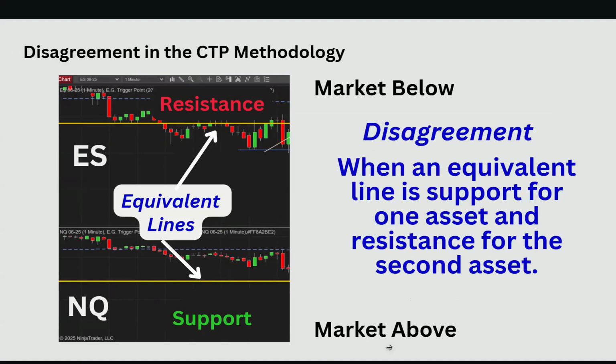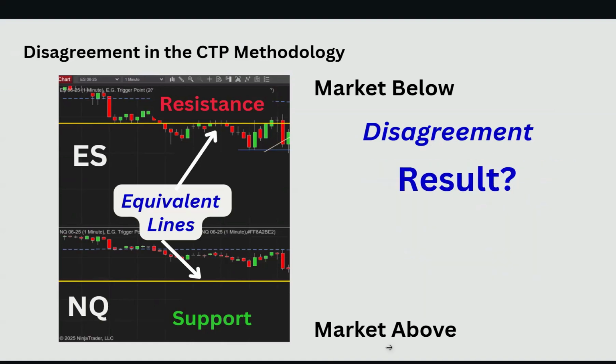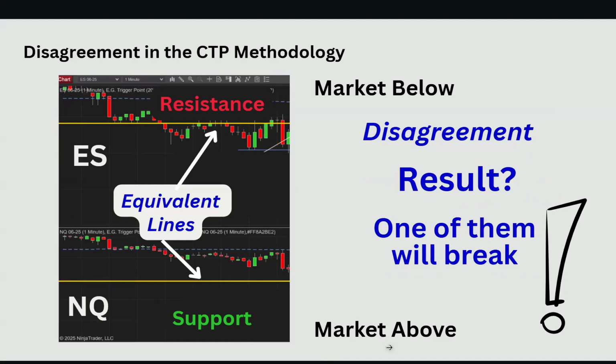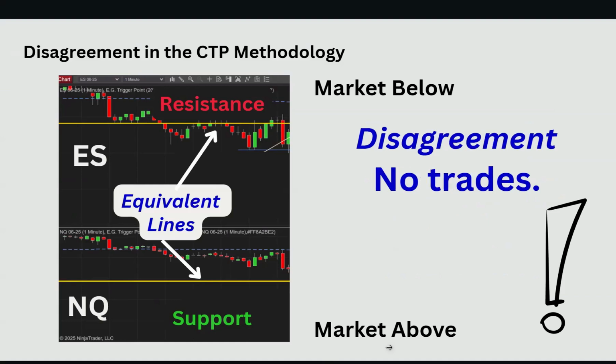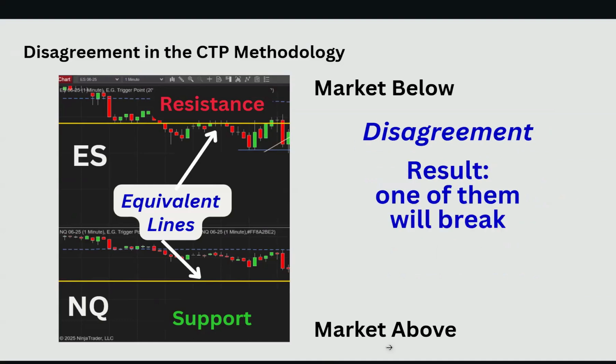Disagreement is identified when equivalent lines act the opposite on two correlated assets. So the first one is support, but the second one is resistance. And the result, one of them will break its level, leading to a losing trade. In many cases, we don't know which one of them will break, and that's why we don't trade on disagreement. Guys, disagreement, no trades.